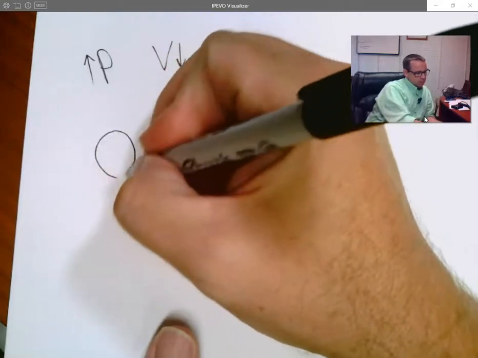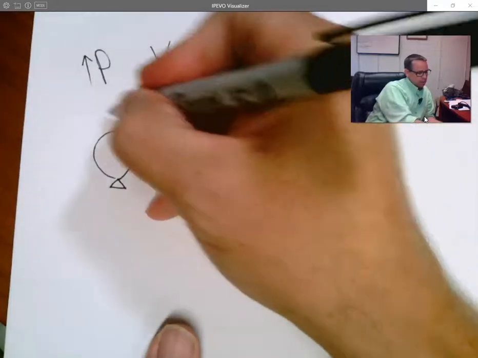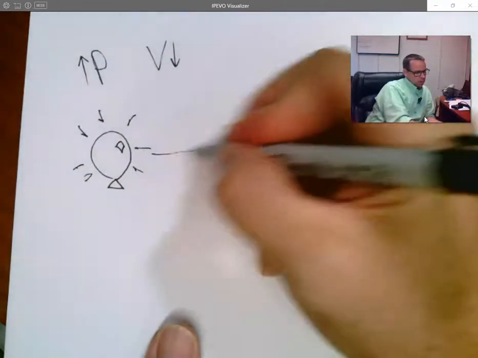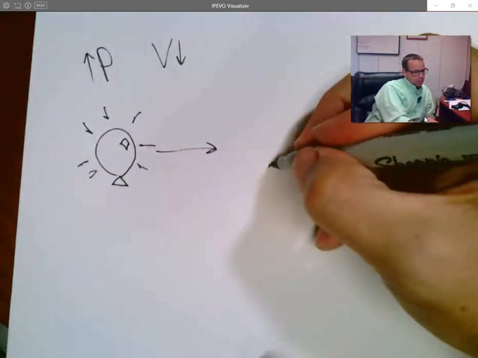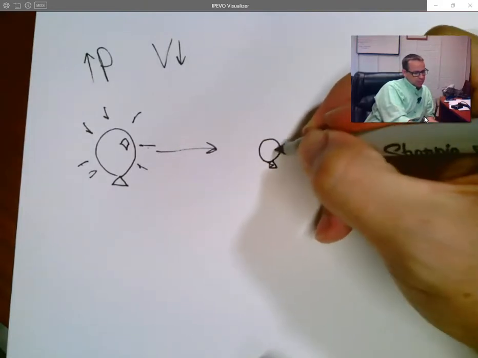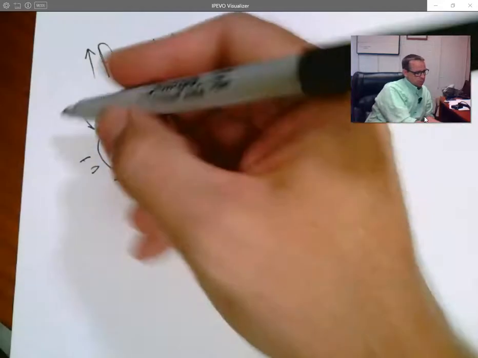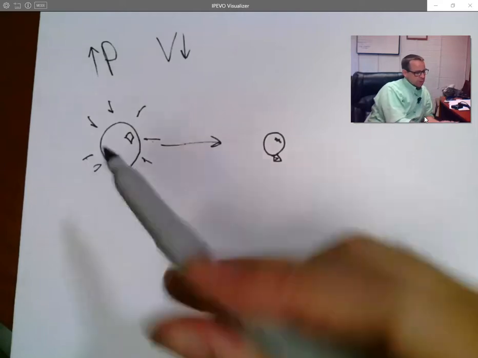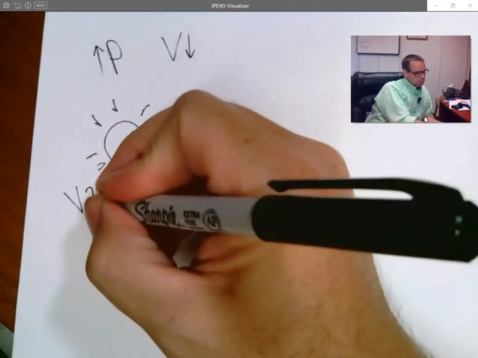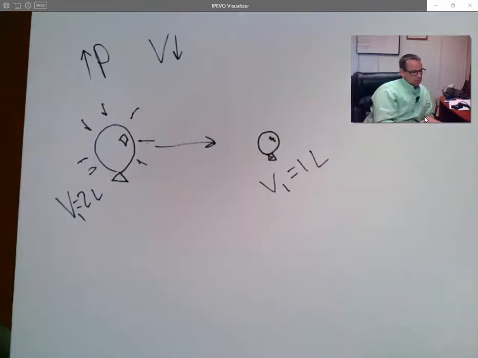Yeah, so here's a balloon, right? And if I increase the pressure around the balloon, and we said that's like taking the balloon underwater or something, then the volume of the balloon will decrease. Okay, so they're inversely proportional, right? And so what kind of a relationship, if I had an initial volume, let's choose a volume of maybe 2 liters. And this volume here is now 1 liter.